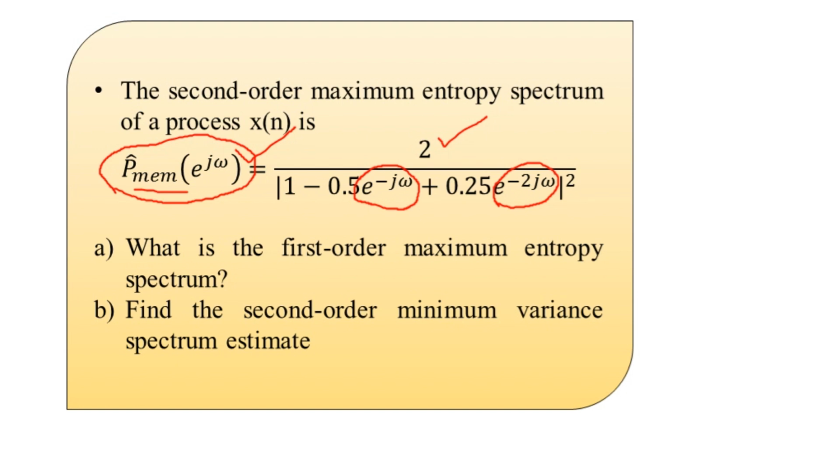Now let us concentrate on finding the solution to part A and part B here. In part A, we have to determine the first order maximum entropy spectrum, whereas we have been provided the second order maximum entropy spectrum by this particular equation. Now, as we have been provided this second order MEM spectrum representation for the input random process, in general we would consider x[n].